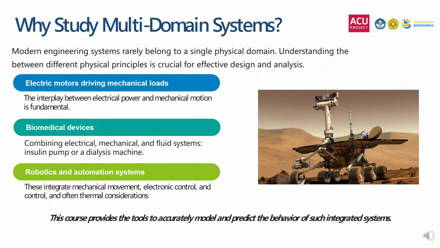If we analyze only one domain and ignore the others, our model will be incomplete and potentially misleading. That is why multi-domain system modeling is essential. It allows us to represent energy transfer and interaction consistently, enabling more accurate prediction of system behavior, performance, and efficiency.